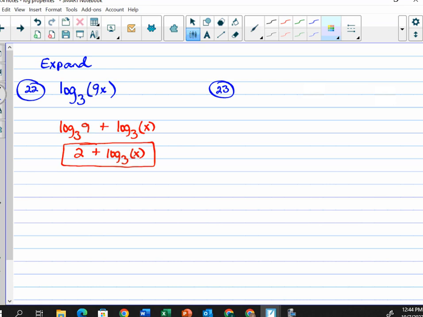All right, let's do log base 2 of x over 7. Try that one.